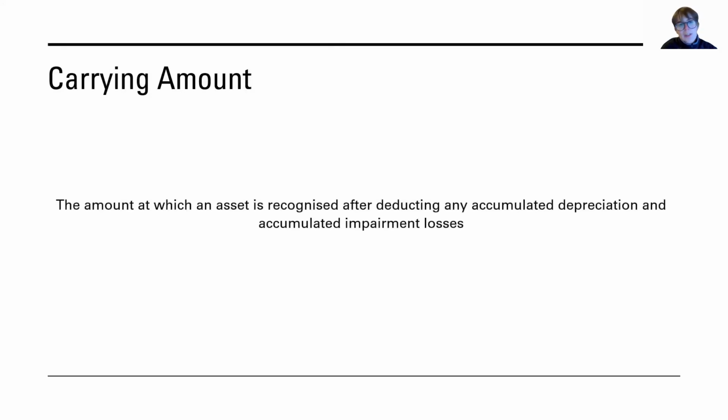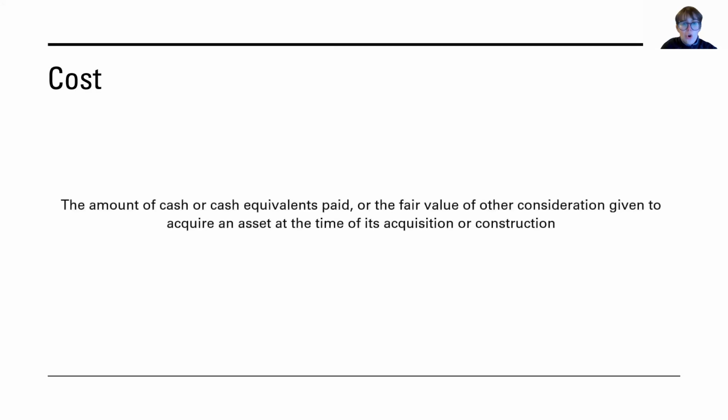Carrying amount. So this is the amount at which an asset will be recognised after the accumulated depreciation has been deducted, and also the deduction of any accumulated impairment losses. Cost. So this is the amount of cash or cash equivalents that have been paid, or could be the fair value or other consideration given to acquire an asset at the time of its acquisition or construction.